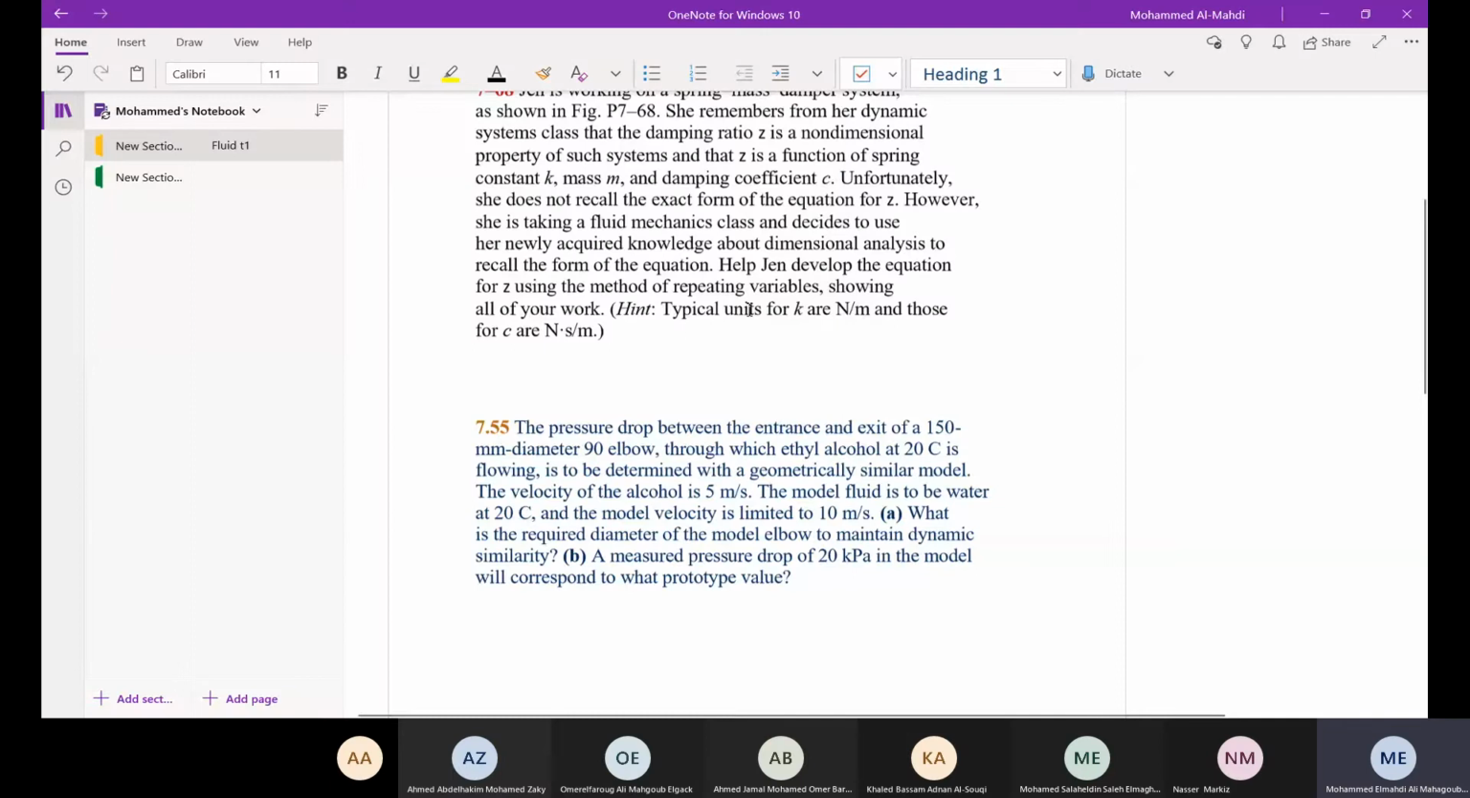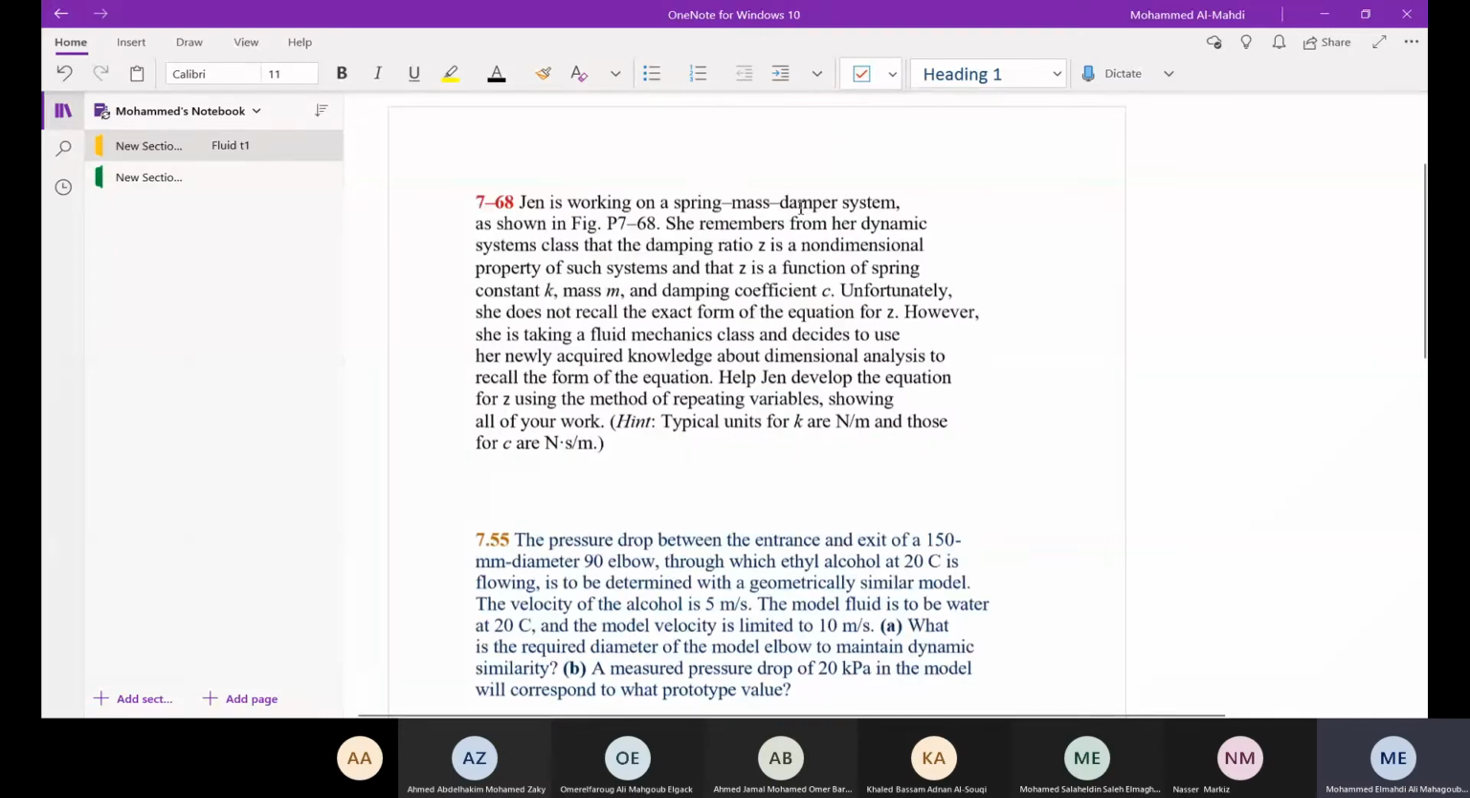Okay, question one. Jen is working on a spring mass damper system, as shown. The figure isn't important. She remembers from her dynamic systems class that the damping ratio zeta is a non-dimensional property of such a system, and that zeta is a function of the spring constant. Actually, it should be zeta, I think, which is the damping ratio. Is it a constant or a function of the spring constant K, the mass, and the damping coefficient?